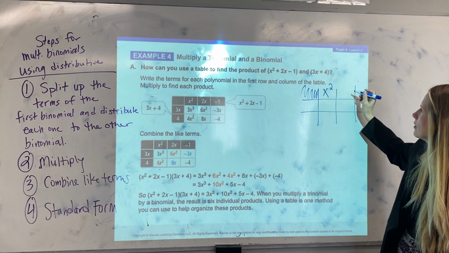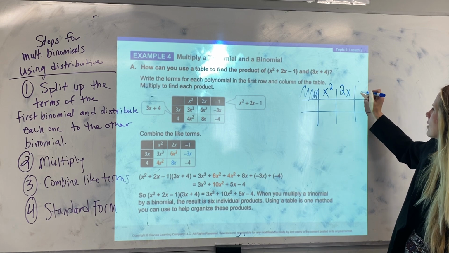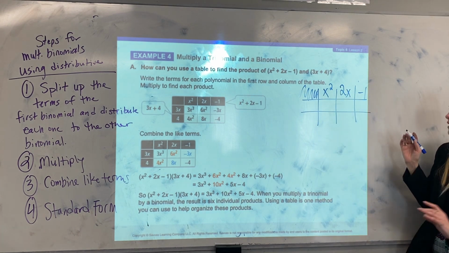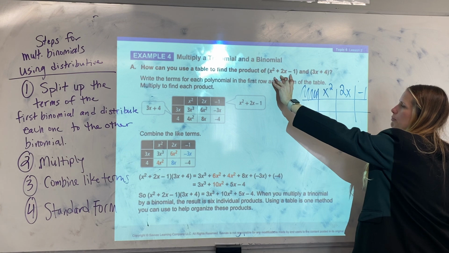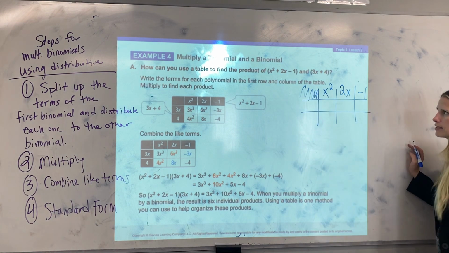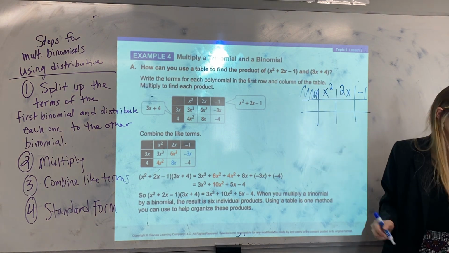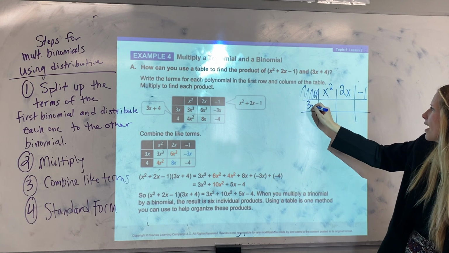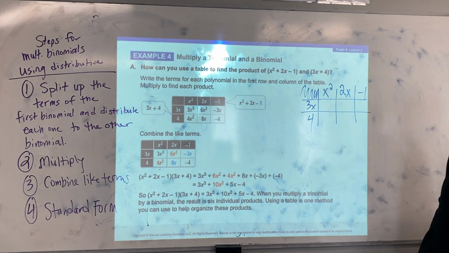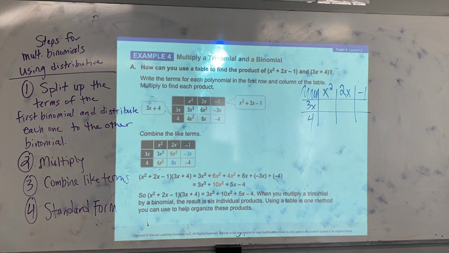X squared, 2x, and negative 1. All I did was take my trinomial and split up my terms into their boxes. Gonna take my binomial, do the same thing. I've got a 3x and a 4. And then we just multiply.